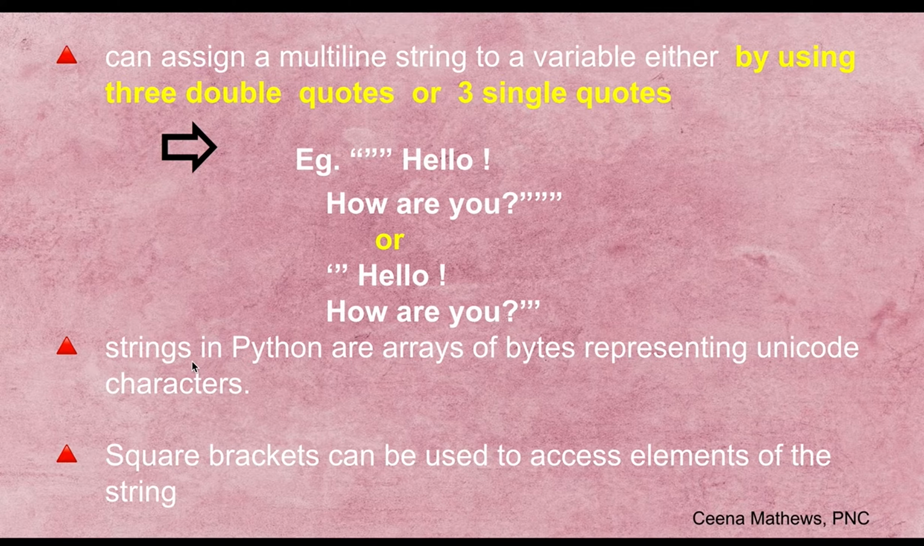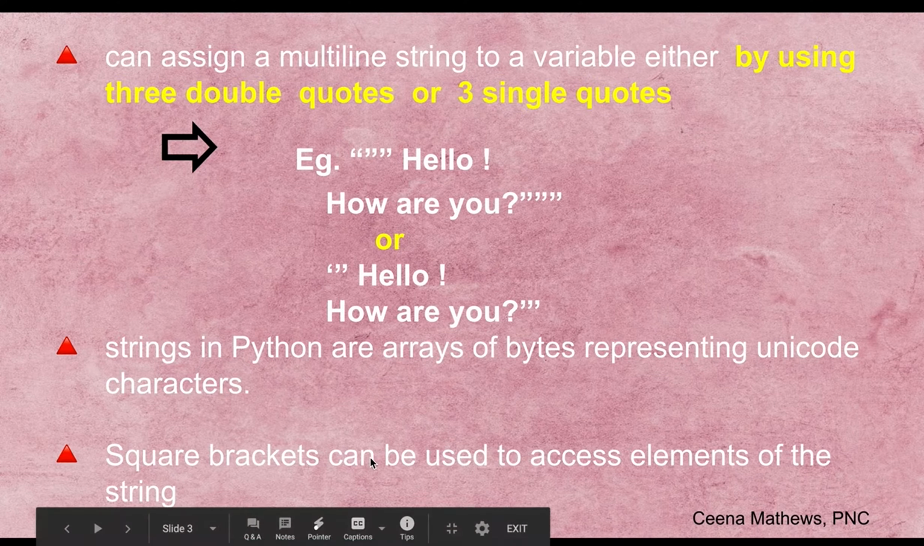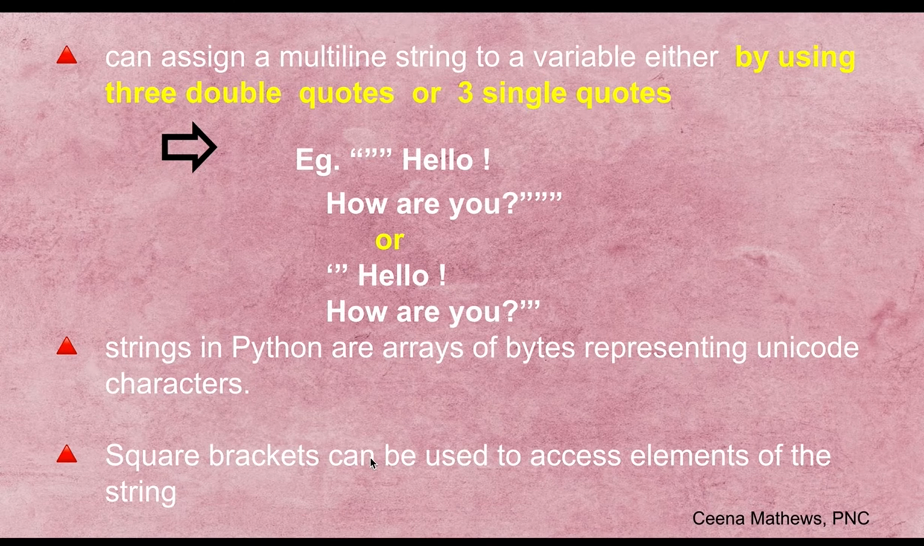The next point is that strings in Python are arrays of bytes that represent Unicode characters, and square brackets can be used to access elements of the string.